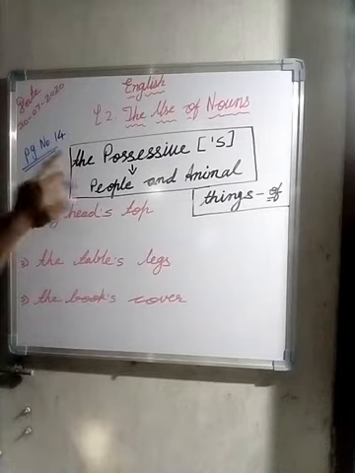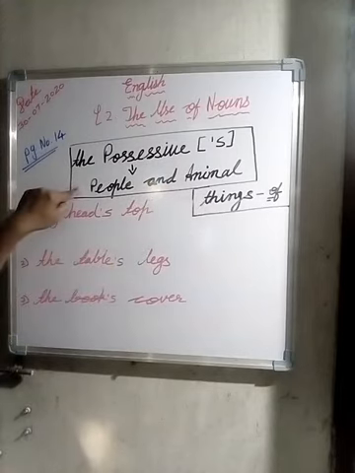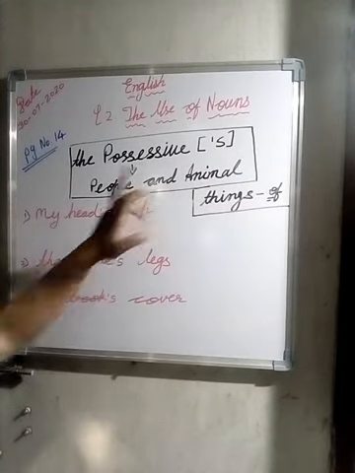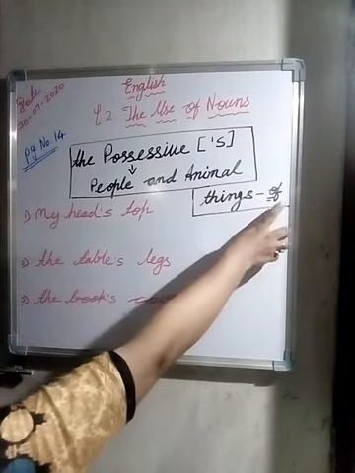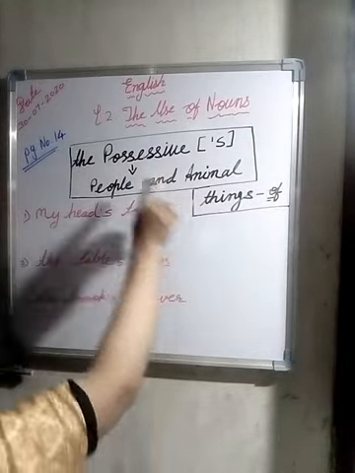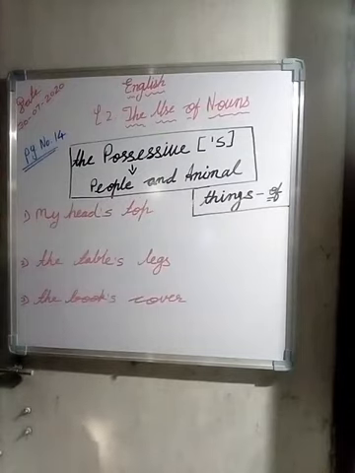The possessive means the apostrophe. You can use it when people and animals are there, and if no people and animals are there, or things are there, then at that time you can use of. If you know these two rules, then you can solve this exercise so easily.